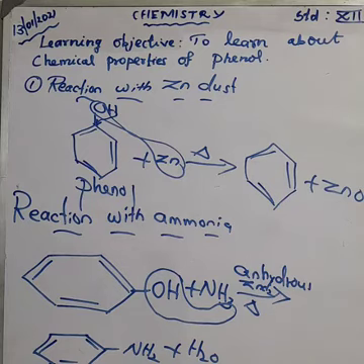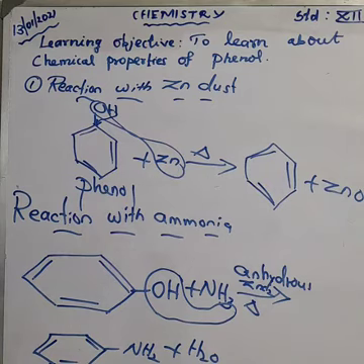Can you learn the two equations? What is the first one? That is phenol reacting with zinc in the presence of heating. We are heating here. So the zinc combines with oxygen. We get zinc oxide and also we get benzene. So from phenol we can prepare benzene. Clear? From phenol we can prepare benzene.